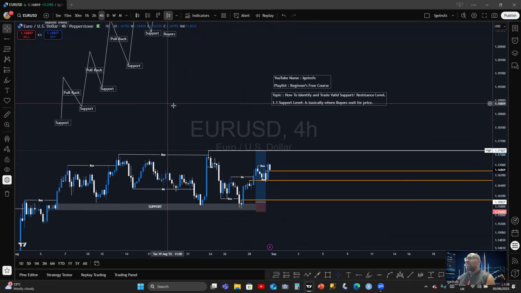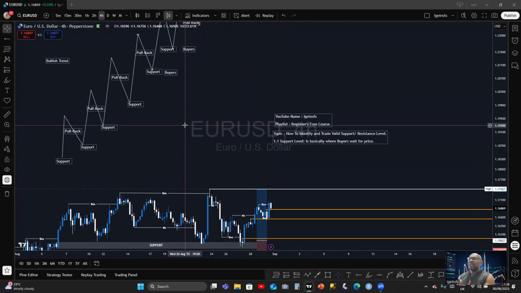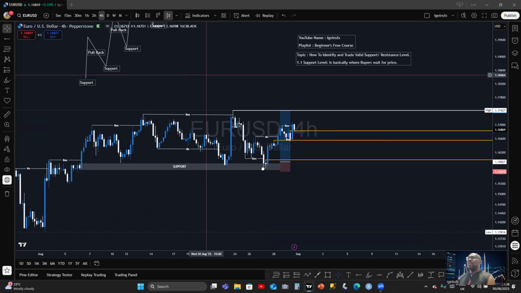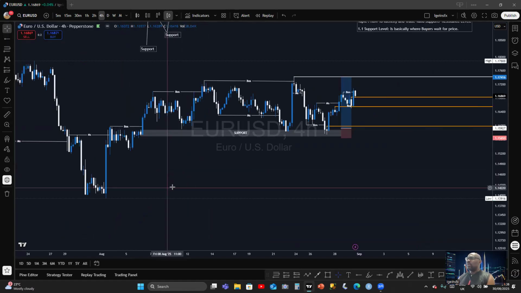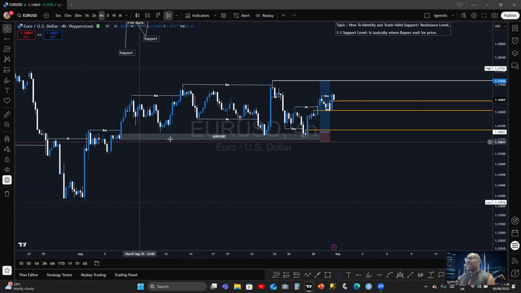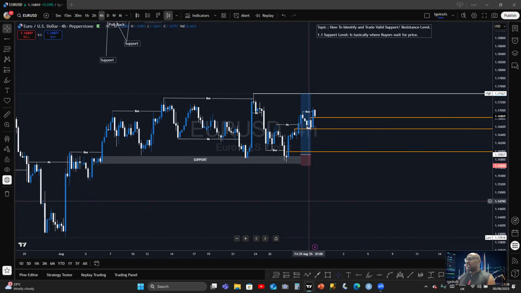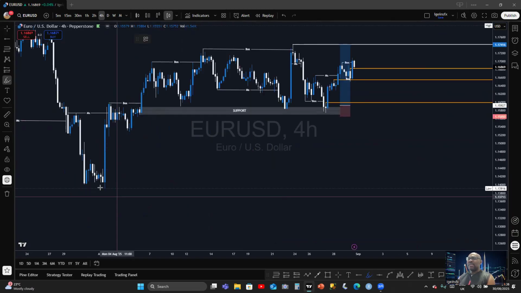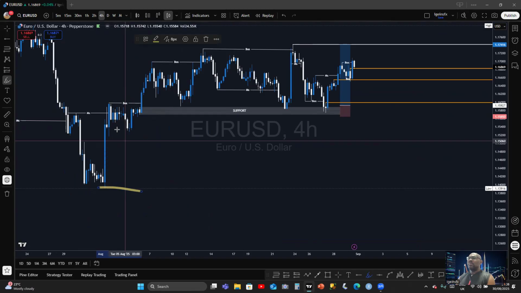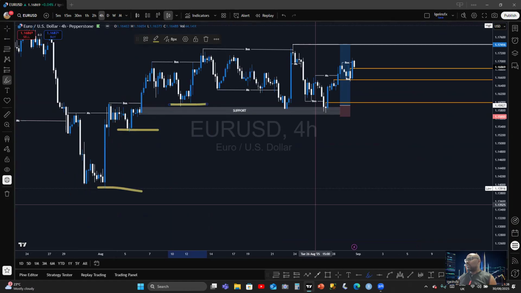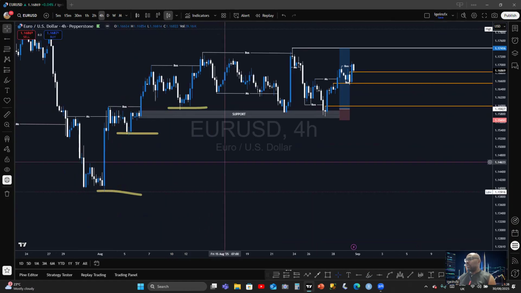So support level is basically where buyers wait for price so that they will buy at a cheaper price. All right, so you now know, let me show you guys what support level is all about. Like here, I have marked this place as a support level. Now, another thing from the chart, I've already told you guys, this is a support level, this is a support level, and this is a support level. You ask me why did I say that place is a support level?